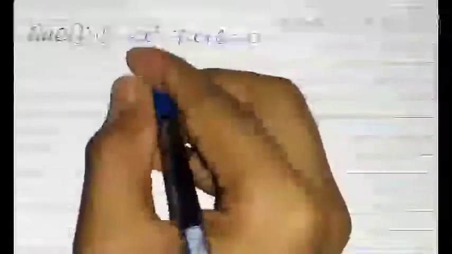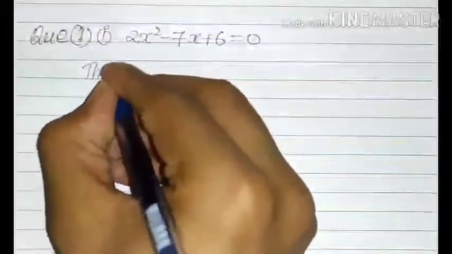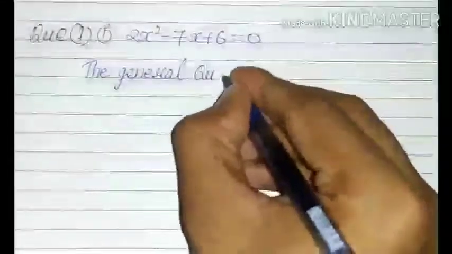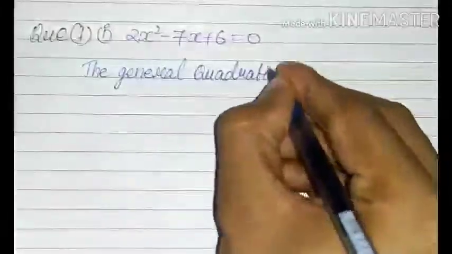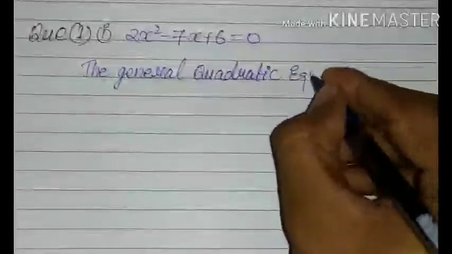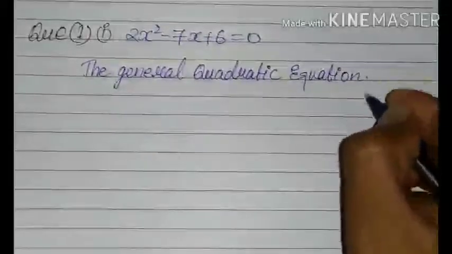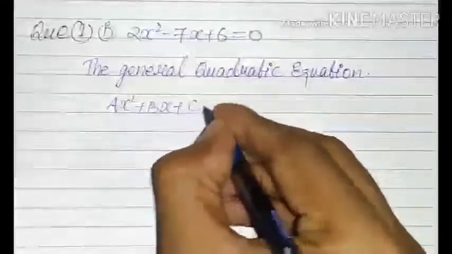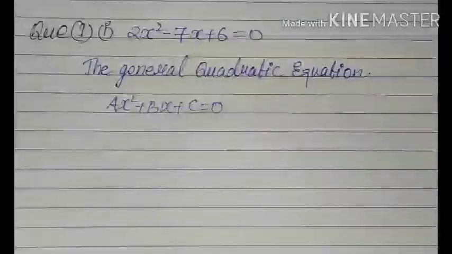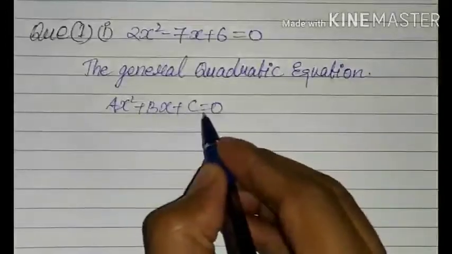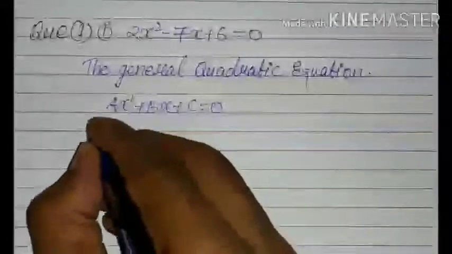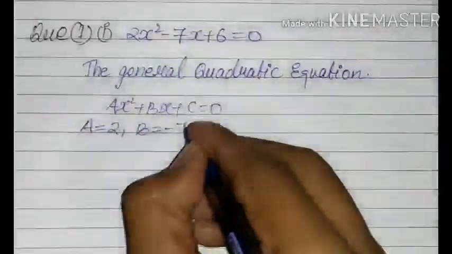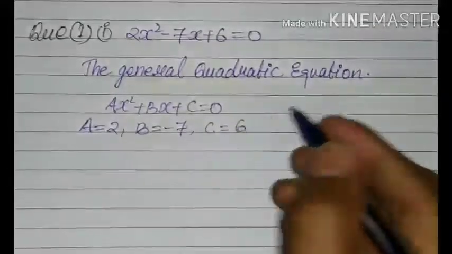So I am going to write here the general quadratic equation is ax square plus bx plus c equals to 0. Okay, so I'm going to compare the general equation and the given equation. Then I'll get a equals to 2 and b equals to minus 7 and c equals to 6.